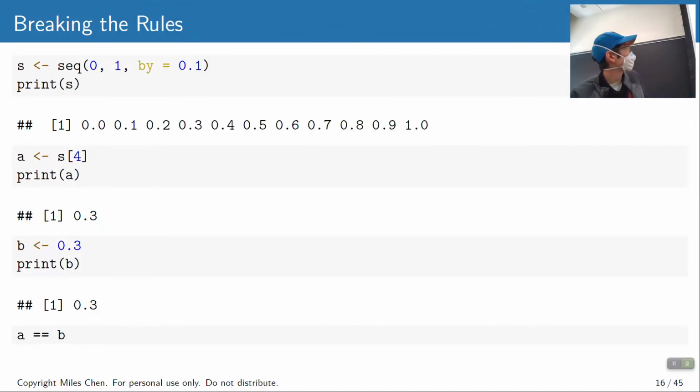And then here's even more examples. Let's make a sequence of 0 to 1 by 0.1. And so the sequence goes 0, 0.1, 0.2, 0.3, 0.4. All right, sure. What's the fourth value in the sequence? That's 0.3. Let's set the fourth value in the sequence to A. Let's set 0.3 to B. Is A equal to B? And it also comes back false.